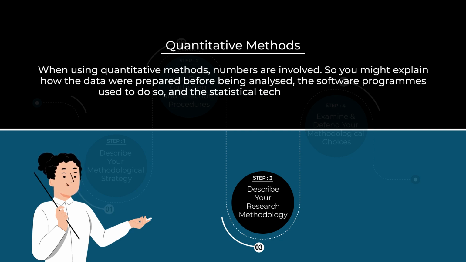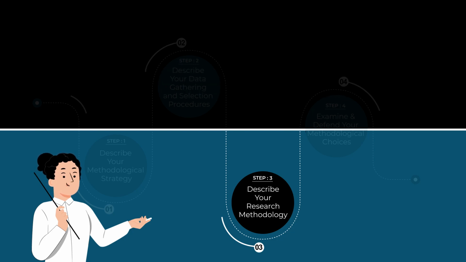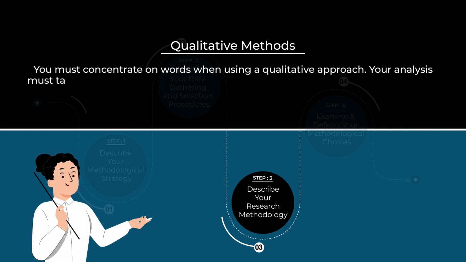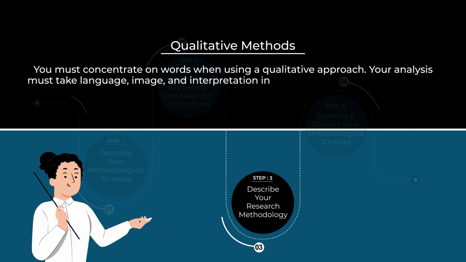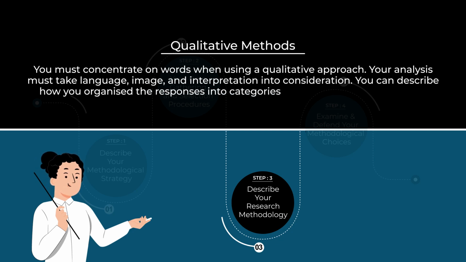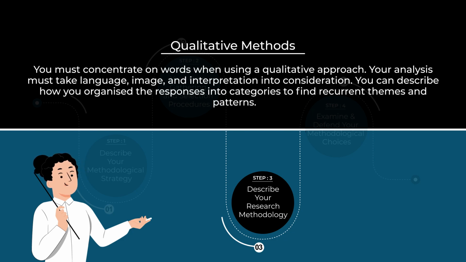You must concentrate on words when using a qualitative approach. Your analysis must take language, image, and interpretation into consideration. You can describe how you organized the responses into categories to find recurrent themes and patterns.